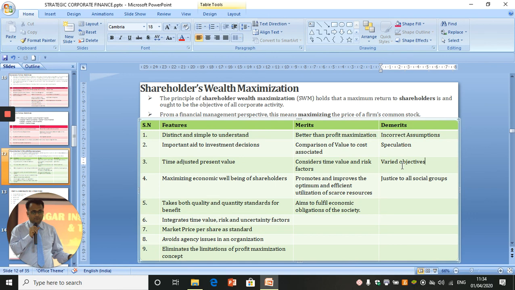And varied objectives, there are varied objectives of shareholders. There cannot be just one objective to maximize his own wealth. He may be there for some dividends, or he may be there for some other motive. Then justice to all social groups: all the social groups are not getting the justice. Actually, what happens is the investors are getting the returns, and thus all the social groups are not getting it. So that is not actually a social concept.